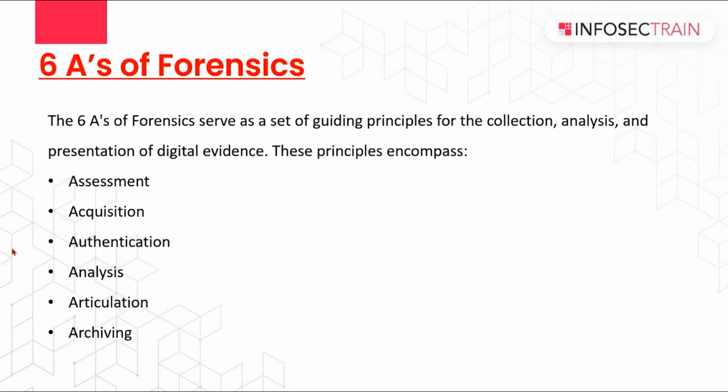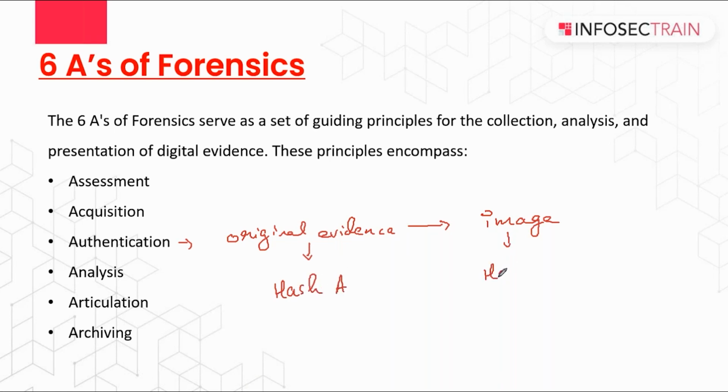Then authentication. Authentication means you will be calculating the hash value for the original source and the image. If both match, that means it is an exact replica. See, you have original evidence, and as we discussed, you cannot operate or investigate anything on your original evidence, right? So for that, what do you do? You create an image. And when we say the image is an exact replica, how can we be assured of that? We do it by using hashes. We create a hash of the original evidence, let's suppose hash A, and we create a hash of the image also, hash B. If they both match, that means this image is the exact replica of your original evidence.